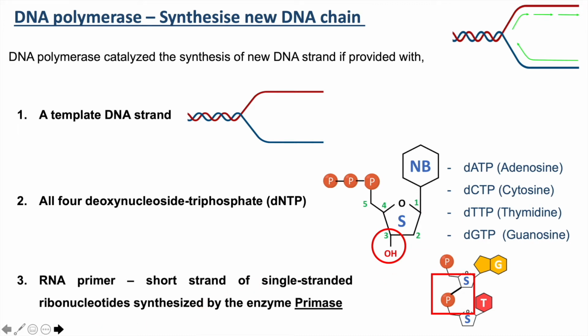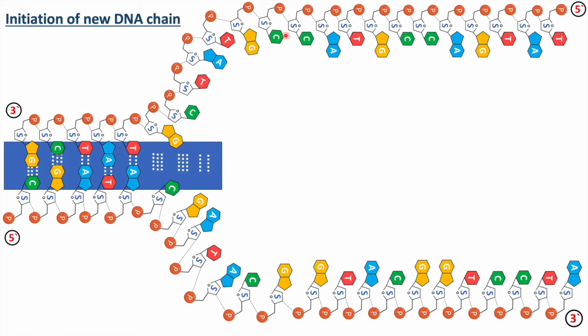So basically, the main function of RNA primer is to provide this 3'-hydroxyl group as a starting material, which DNA polymerase then can use to start building the new DNA strand. So let's see how this is going to happen. So suppose we have these two parental DNA strands which are separated, and RNA primer comes in.